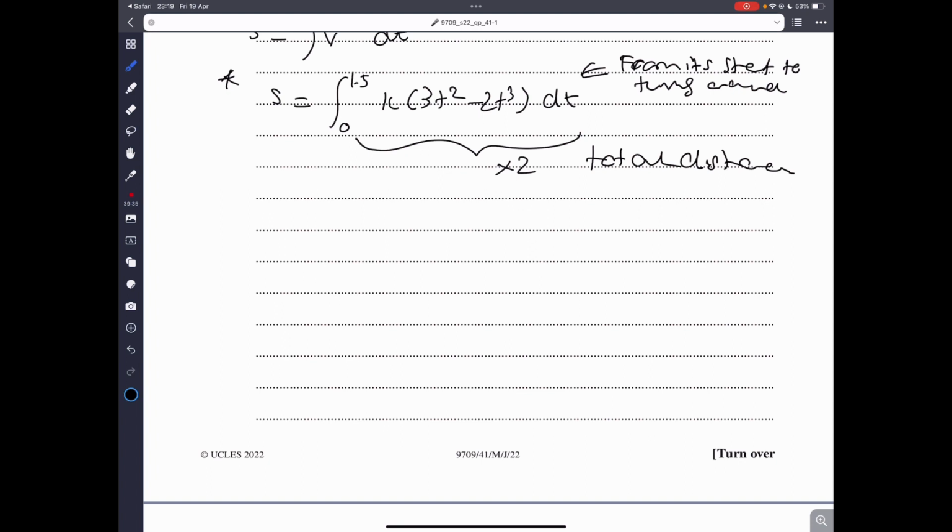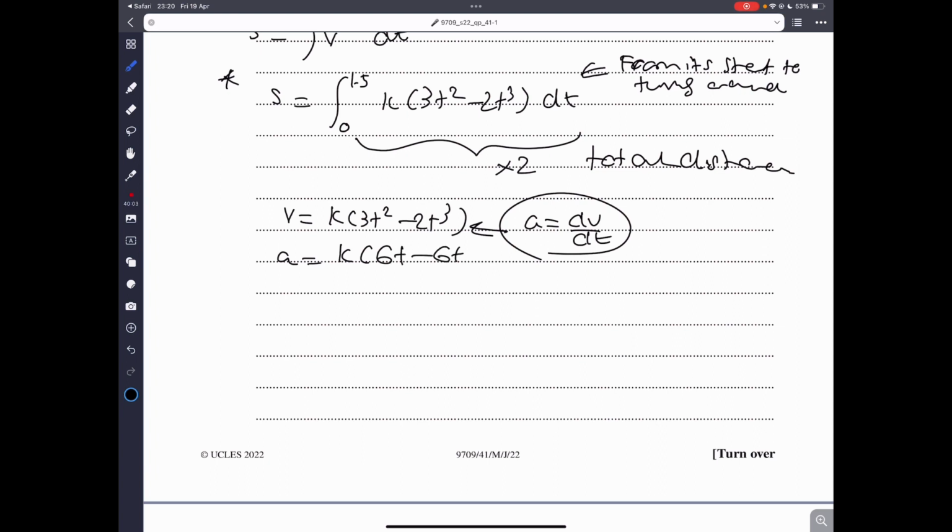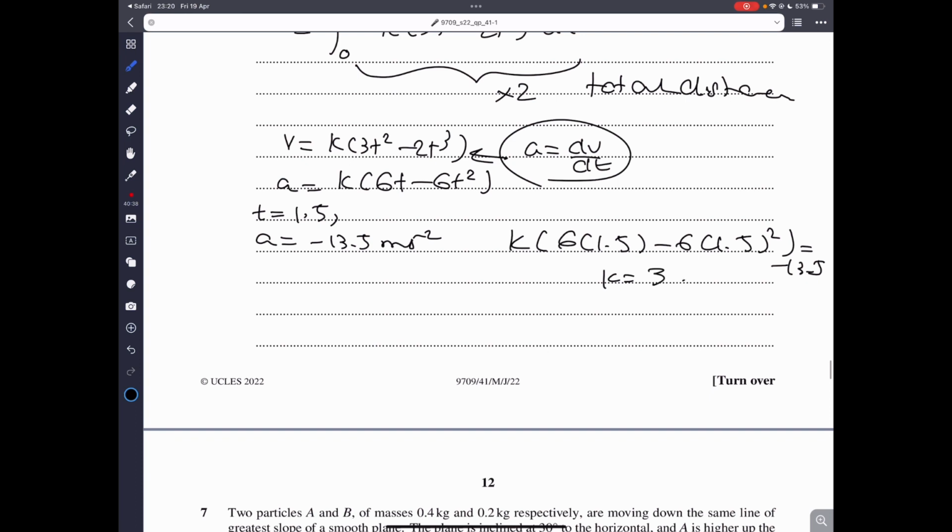the velocity. We don't know k currently. So v is given by k(3t² − 2t³). The acceleration is basically dv/dt, so we have to differentiate this. So acceleration is equal to k(6t − 6t²). When t is equal to 1.5, acceleration is equal to −13.5 meters per second squared. We can find the value of k by substituting over here: k(6 × 1.5 − 6 × 1.5²) = −13.5. Right, so k is equal to 3.